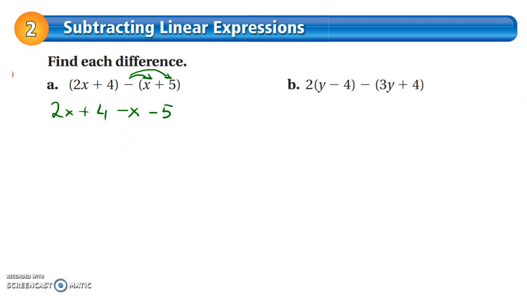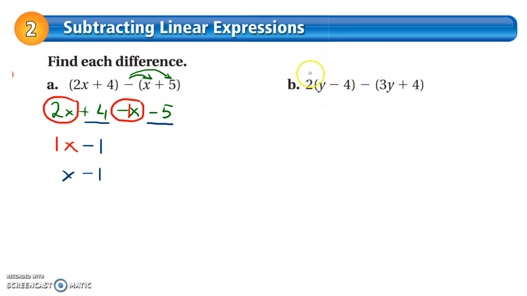And then again we'll go to finding like terms. We have 2x, and remember when there's no coefficient, that means there's a 1 in front of it, minus 1x. 2 minus 1 gives us 1x. And then positive 4 minus 5 gives us negative 1, or we could just write this as x minus 1.